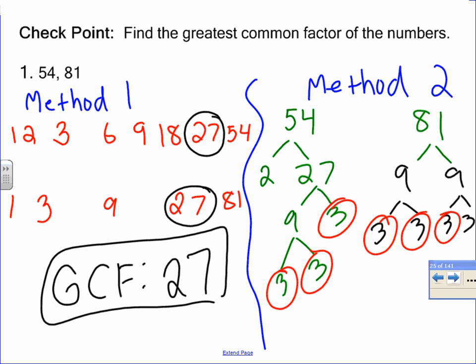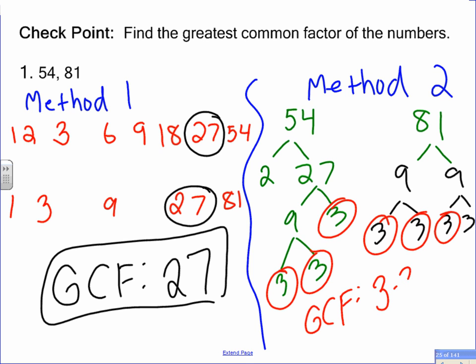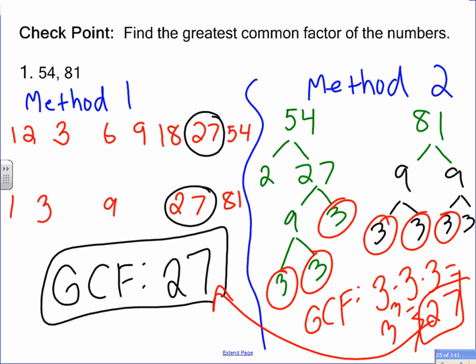What else do they have in common? Do they have anything else in common? Emma? Is 9 prime? Okay. The GCF, which I'll call this, is 3 times 3 times 3, which is 3 cubed, which is 27, which matches up with method 1.